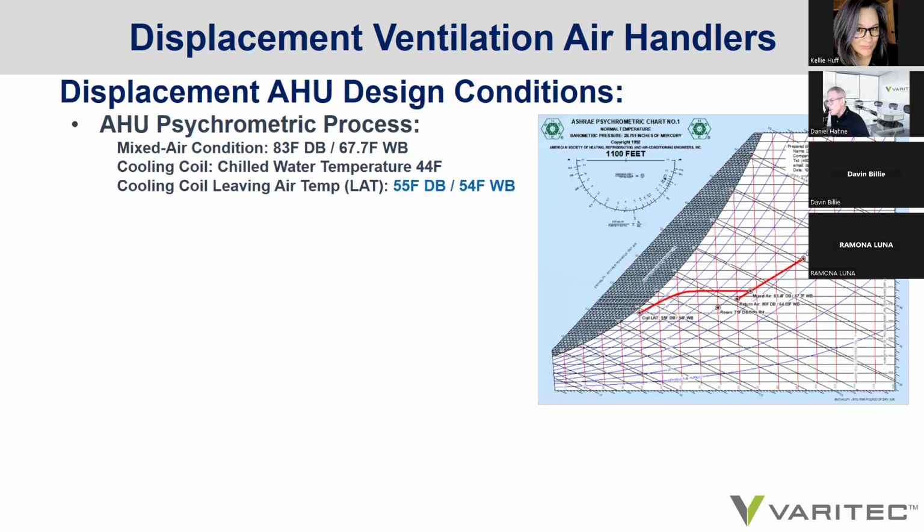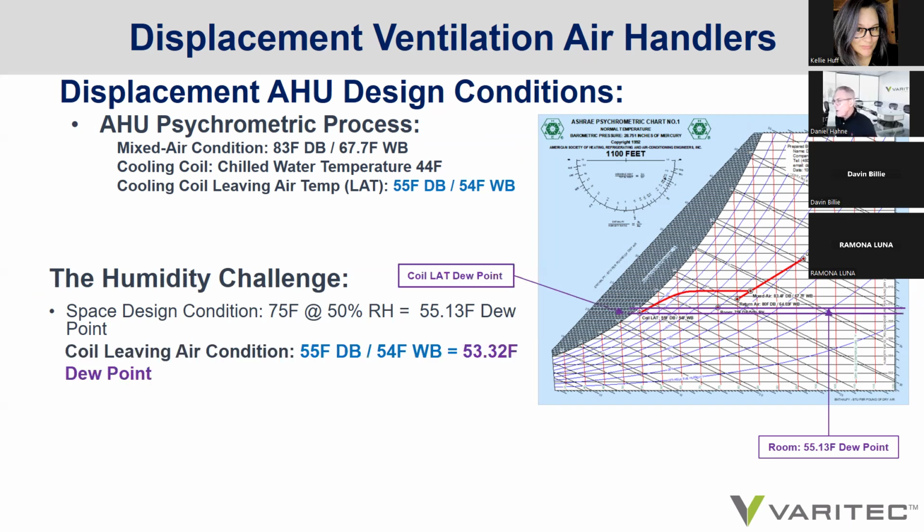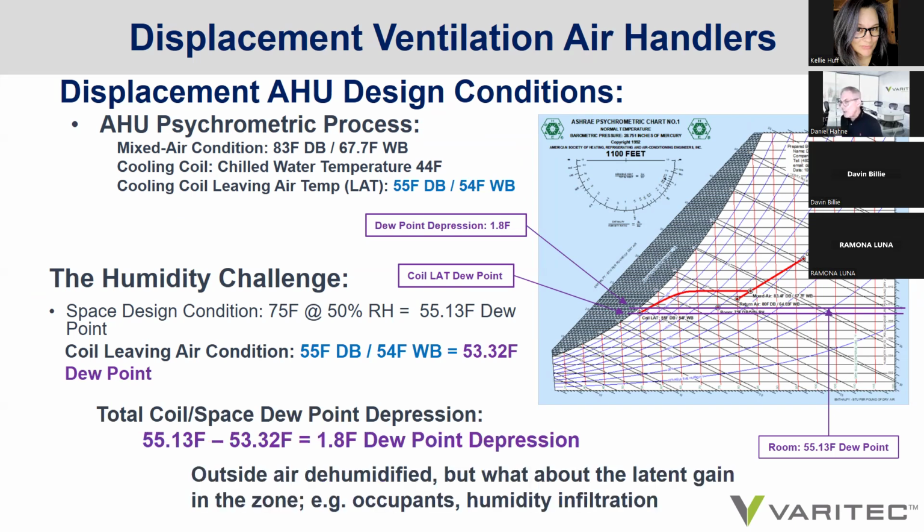So we've got to bring the air to saturation. So let's look at that psychrometrically. You have a room that's at a 55.13 degree dew point. We now bring the air to saturation at 55.54. Well, that's a 53 degree dew point, as we already mentioned, and we've already raised the argument, is a 1.8 degree dew point depression adequate for displacement ventilation air handler across the cooling coil?